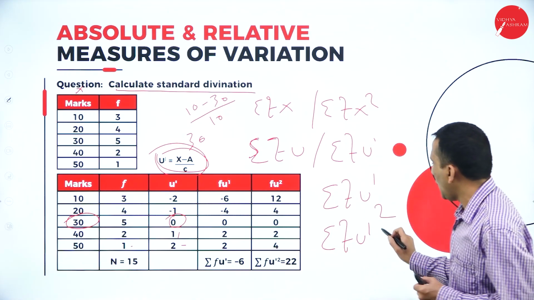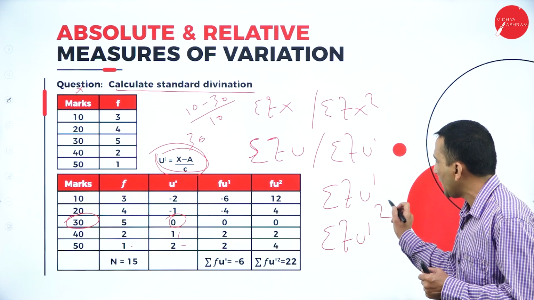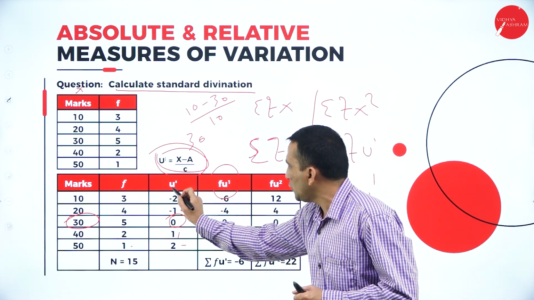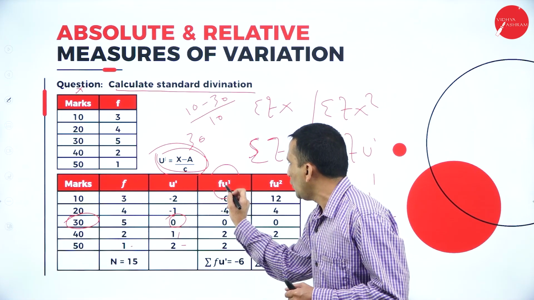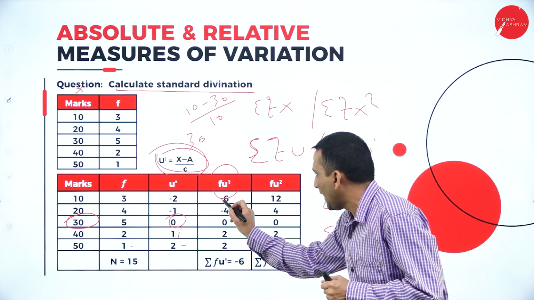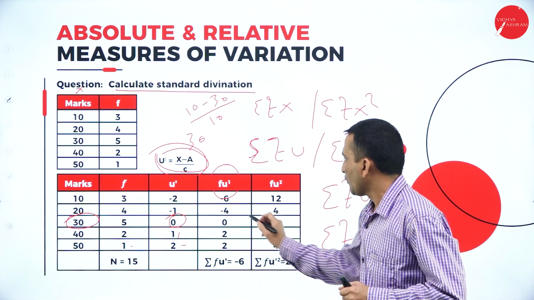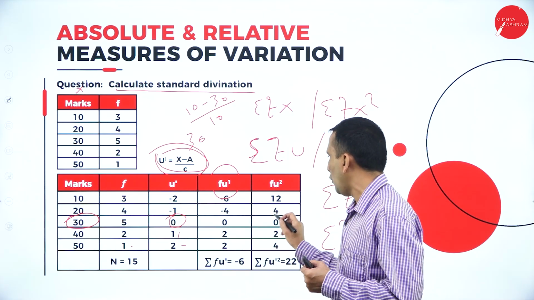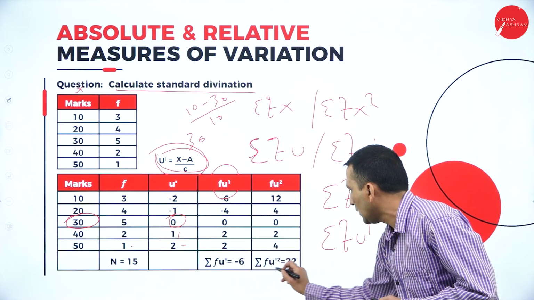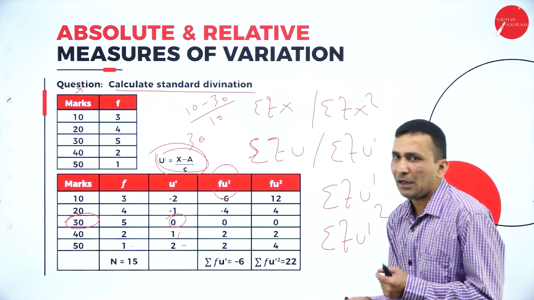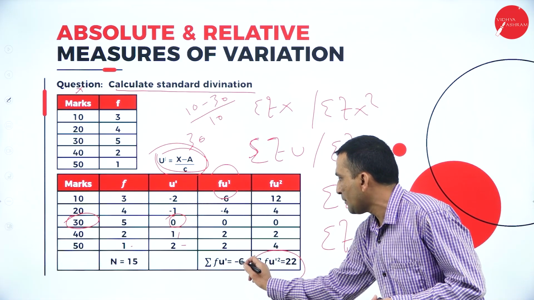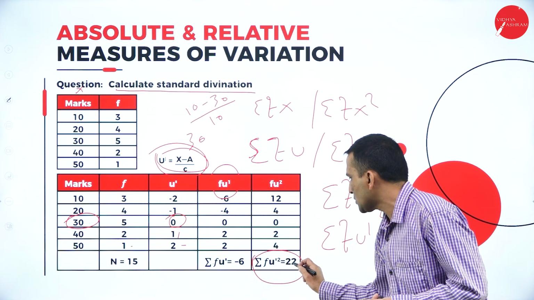Now according to the formula we need to get sigma fu dash square. Here fu dash is already there, so you need to multiply by u dash, then u dash squares will be coming. Minus 6 into minus 2, 12, minus into minus is plus. 4 into 1, 4. 0, 0. 2 into 1, 2. 2, 2, 4. Now if you take this total, it is plus, because minus multiplied by minus means plus only. After taking this total, we got sigma fu dash as minus 6 and sigma fu dash square as 22.